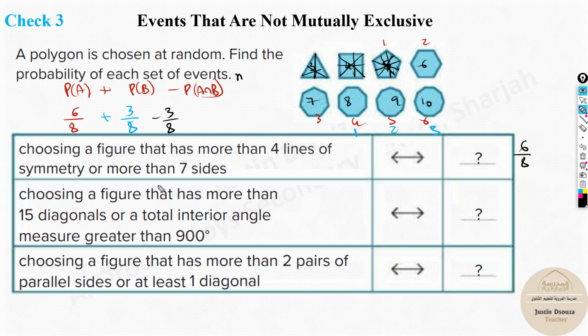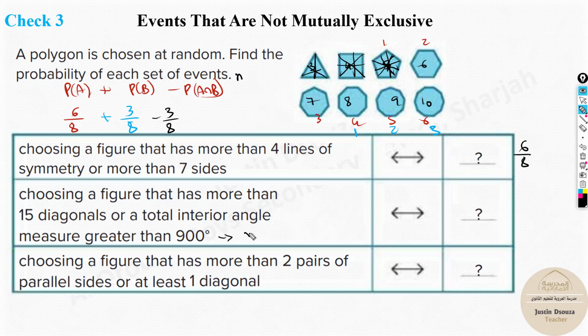Now let's do the next one as well. The second probability is very simple. Just remember line of symmetry is based on the number of sides. Now, choosing a figure that has more than 15 diagonals or total interior angle measure greater than 900 degrees. Do you remember the second one? We had done it in the last term.